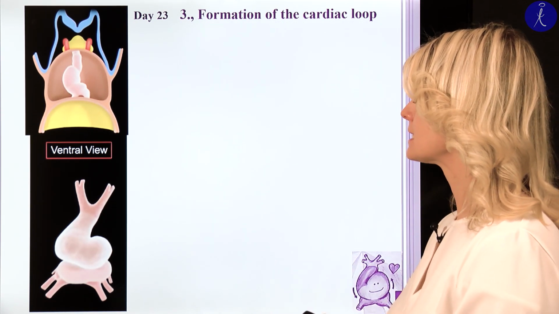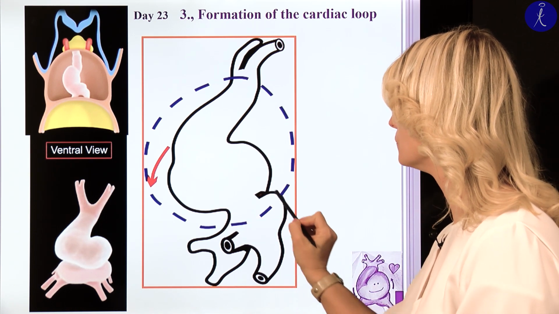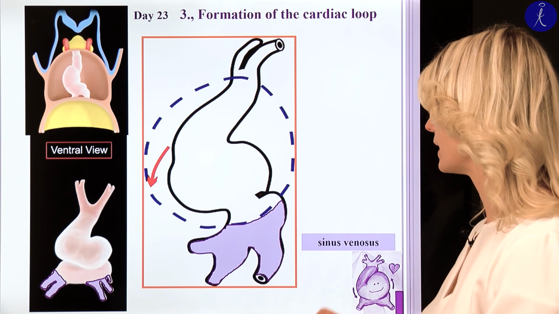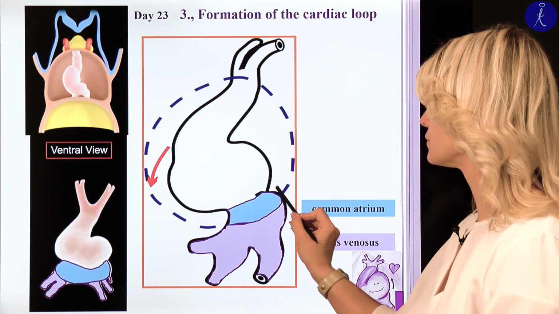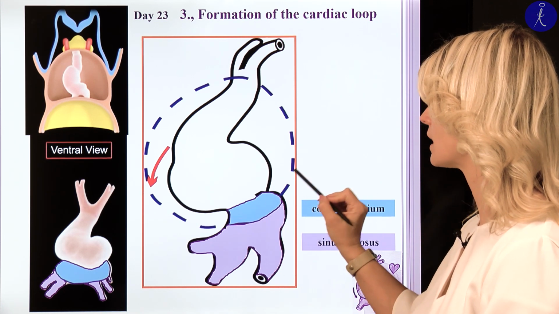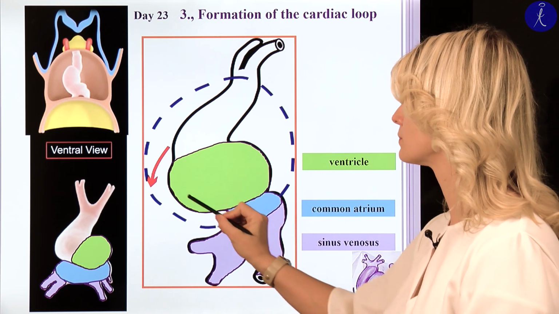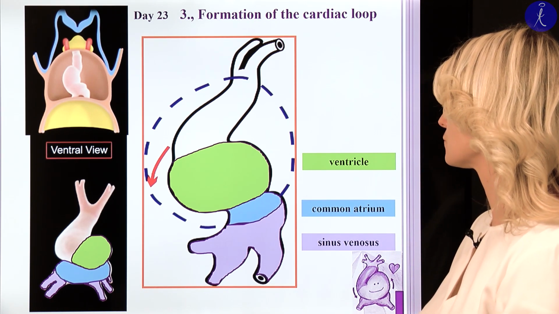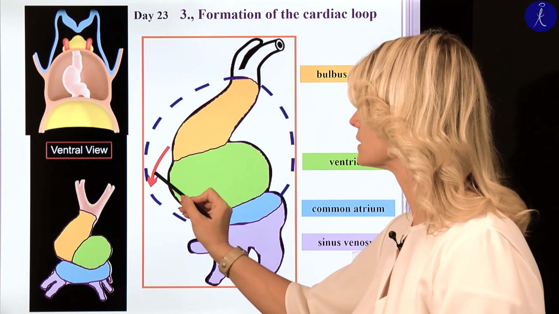Let's see now the next position. Here you can see the bigger loop of the primitive heart tube. I would like to show you again the main parts. The sinus venosus, this is the first part. After the common atrium, you can see that the common atrium is located within the pericardial cavity. You see the ventricle, the common ventricle, the primitive ventricle is bigger. From this will be the left ventricle, as I told you earlier. And you see also the bulbus cordis, which is going to the right side.